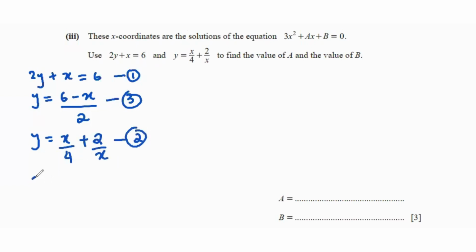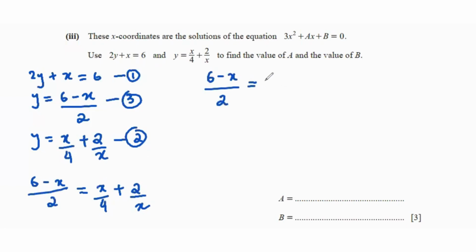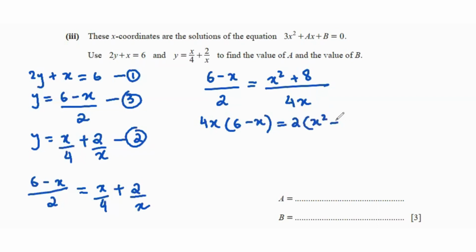So let's put these two equal to each other. (6 minus x) over 2 equals x over 4 plus 2 over x. So that's going to be (6 minus x) over 2 equals 4x and x squared plus 8 as the numerator. Cross multiply. 4x times (6 minus x) equals 2 times (x squared plus 8), which will give us 24x minus 4x squared equals 2x squared plus 16.